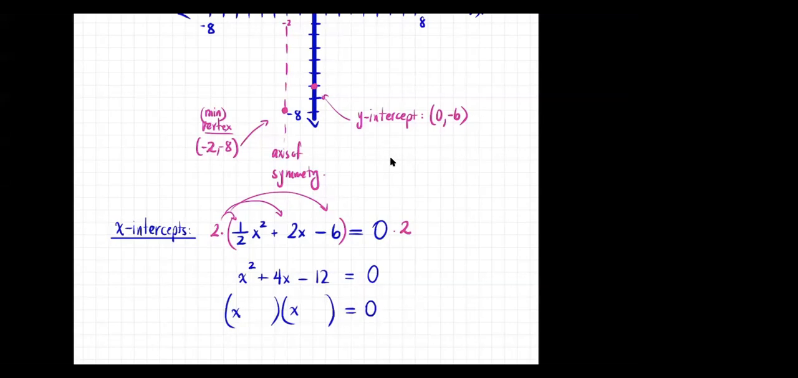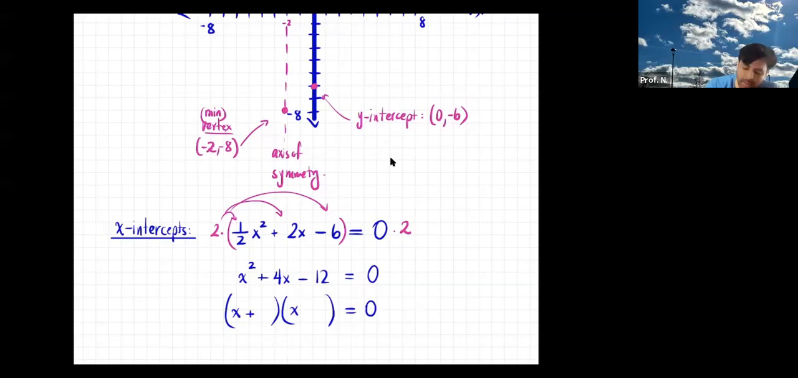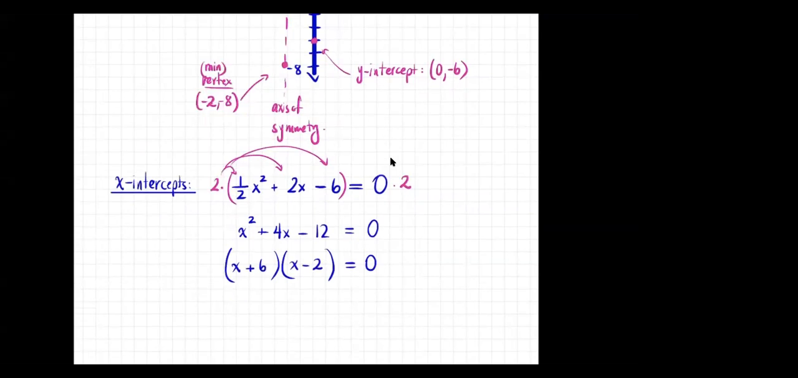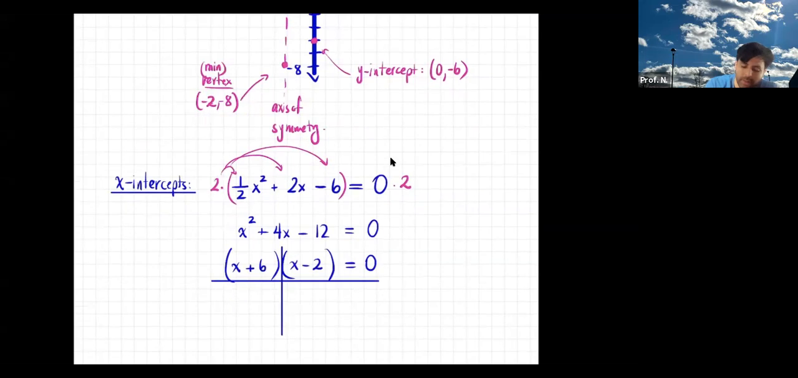+6 and -2. That's right. And so now I can solve for each, right? x plus 6 equals 0, and x minus 2 equals 0. So I got that x equals 2, and I got that x equals -6.